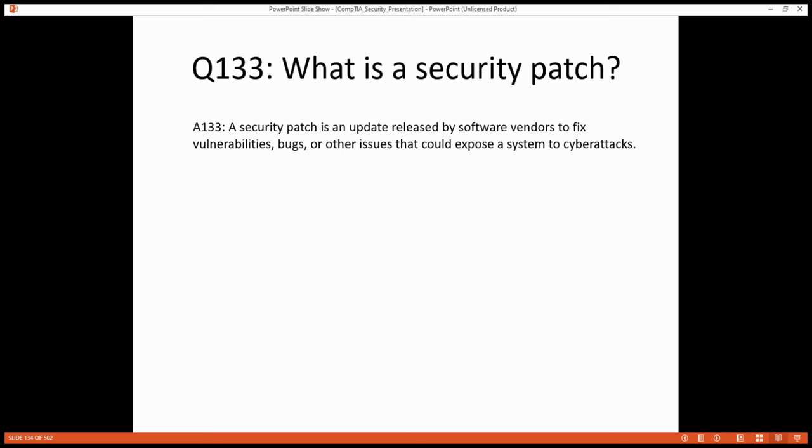Q133. What is a security patch? A133. A security patch is an update released by software vendors to fix vulnerabilities, bugs, or other issues that could expose a system to cyber attacks.